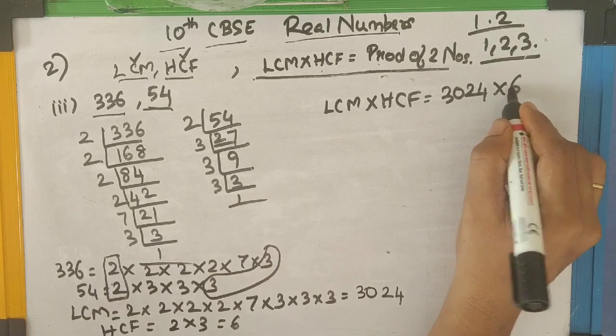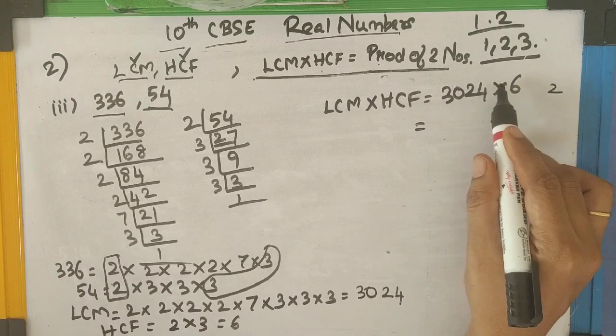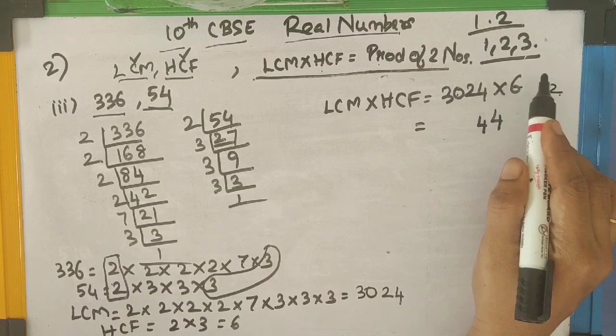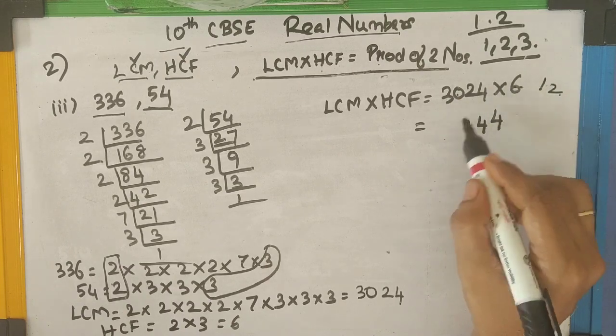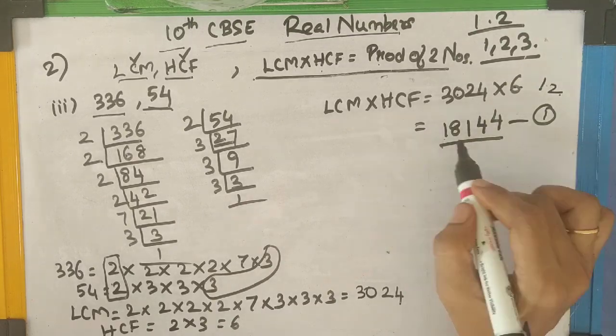So LCM is 3024 and HCF is 6. So I am going to multiply these two and I get 18,144 and I mark it as 1.